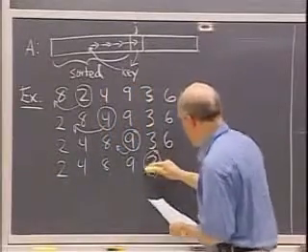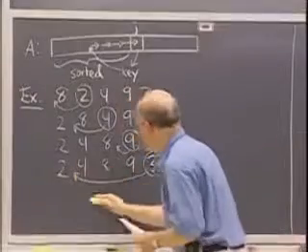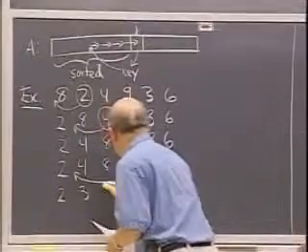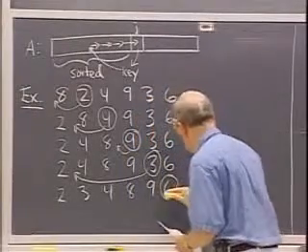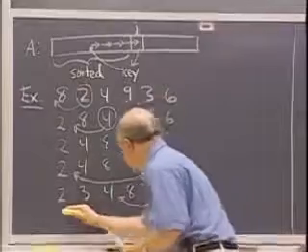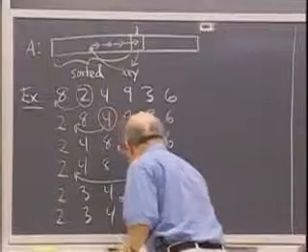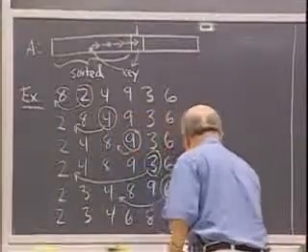Then we look at the 3. That's going to be inserted over there. 2, 3, 4, 8, 9, 6. And finally, we look at the 6. That goes in there. 2, 3, 4, 6, 8, 9. And at that point, we're done.